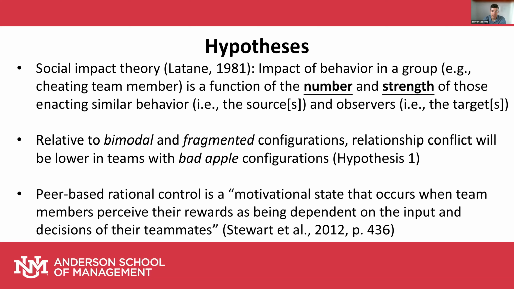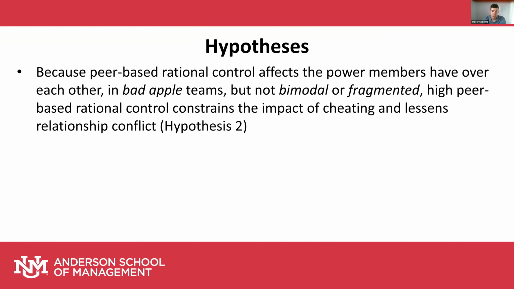Building on this, we identify peer-based rational control as a moderator related to the power members have over each other. This is when team members perceive the rewards as being dependent on the input and decisions of their teammates. Because in teams with high peer-based rational control, members have greater say over each other's rewards, we predict that in bad apple teams, but not bimodal or fragmented, high peer-based rational control constrains the impact of cheating and lessens relationship conflict.